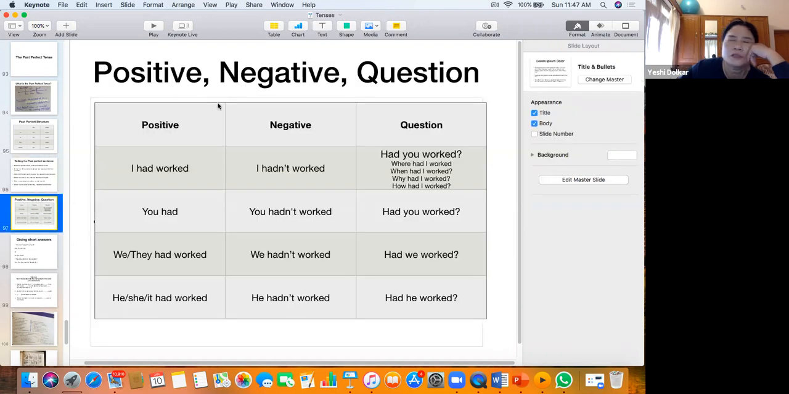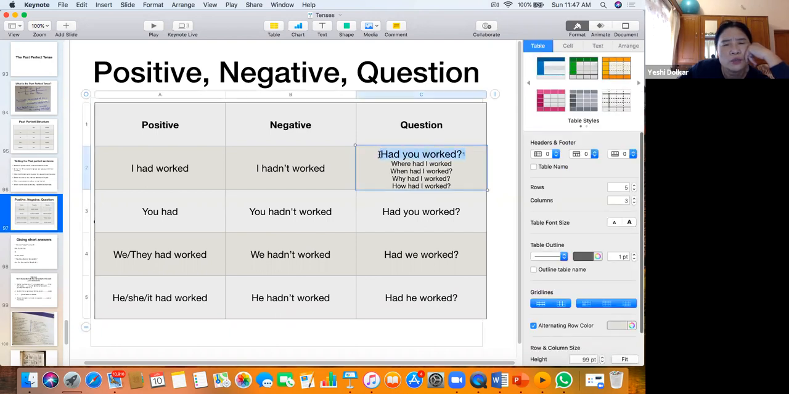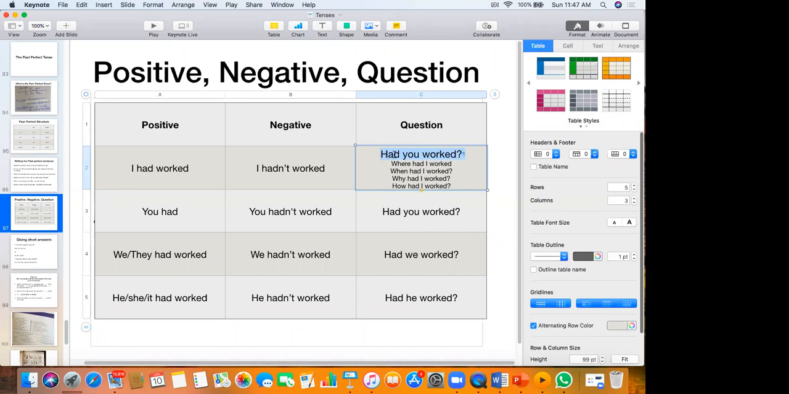So now, how do you write the positive? It's very easy: positive, negative, question. How can you say it? So I had worked. I hadn't worked. Had you worked? All right. I had worked. I hadn't worked. Had you worked? All right. Now, with had you worked, you can add a question word: where had I worked? When had I worked? Why had I worked? How had I worked? You can put any question words. This pattern remains the same. You just put question words over here.